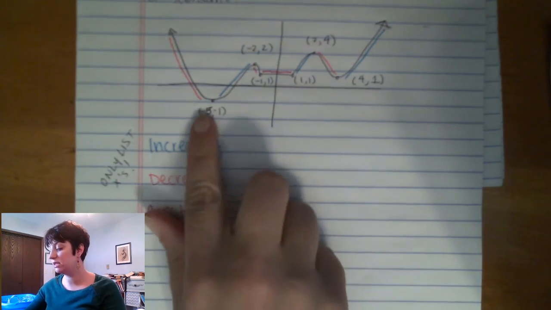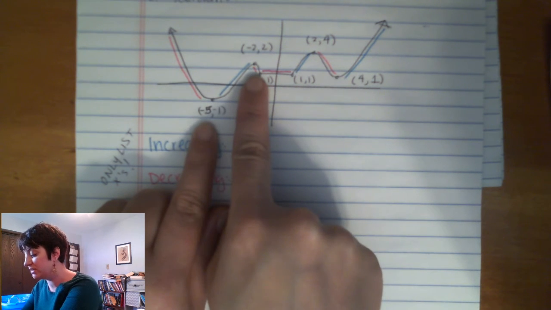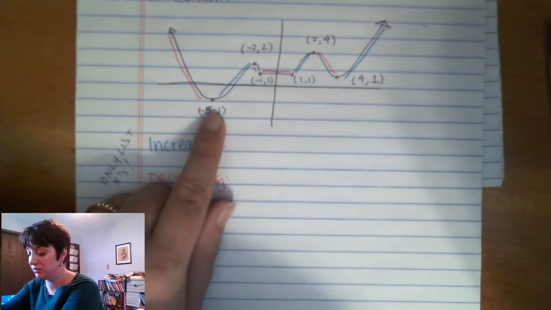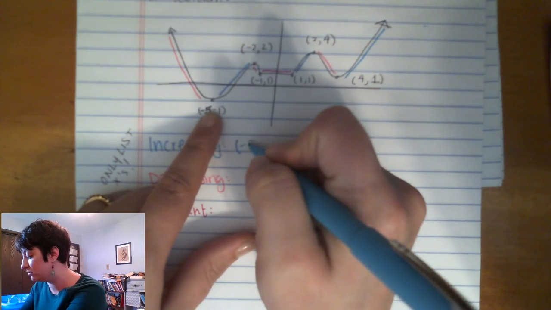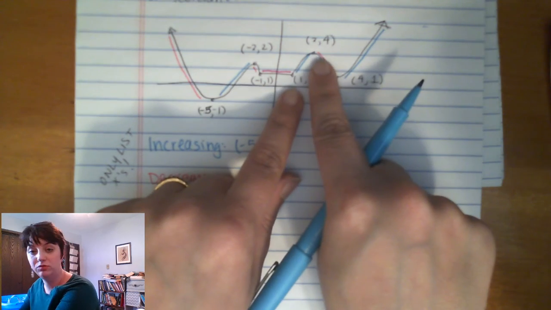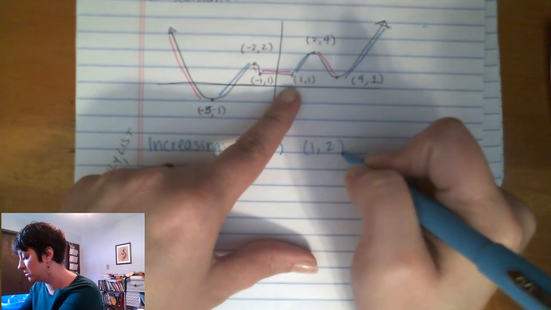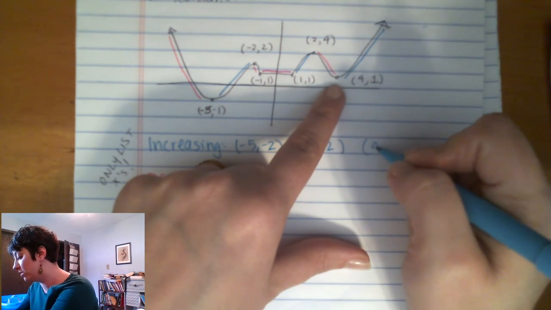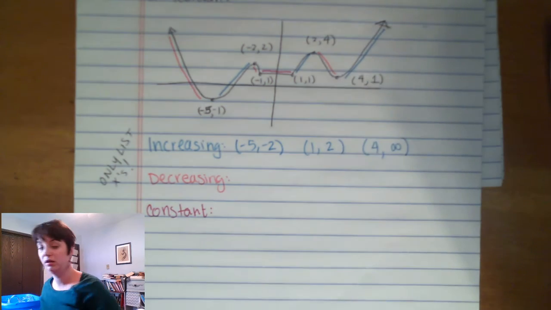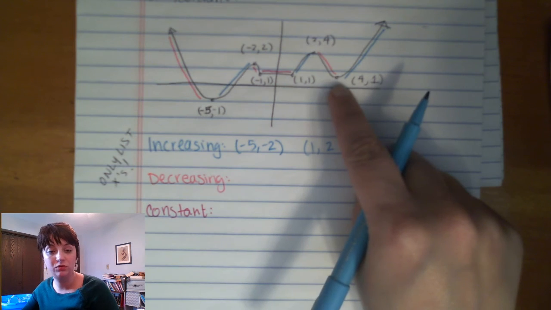I'm just going to list from x equals -5 to x equals -2, this thing is increasing. From x equals -5 to -2, it's increasing. From x equals 1 to 2, it's increasing. From x equals 4 to on and on and on, infinity, it's increasing. So these points 4, 1, that means the x value is 4, the y value is 1.